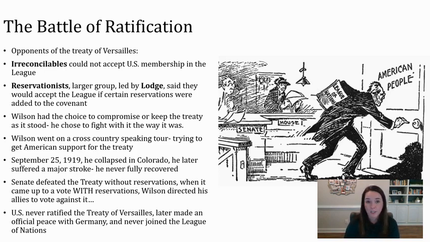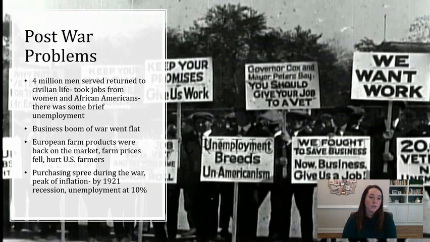So again, yeah, we do not join the League of Nations. We do not sign the Treaty of Versailles. So what that means is we had to sign a separate peace deal with Germany in order to officially end the war. So, post-war problems: over 4 million men who had served return home to civilian life. So the jobs that women and African Americans were doing, they kind of wanted those jobs back.